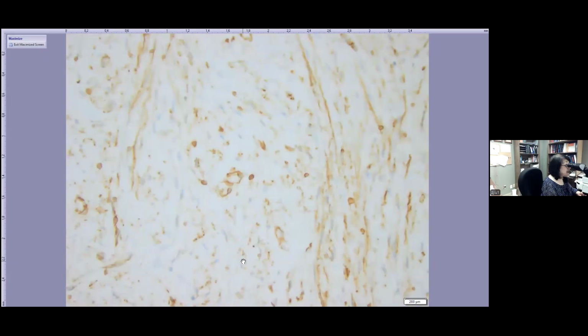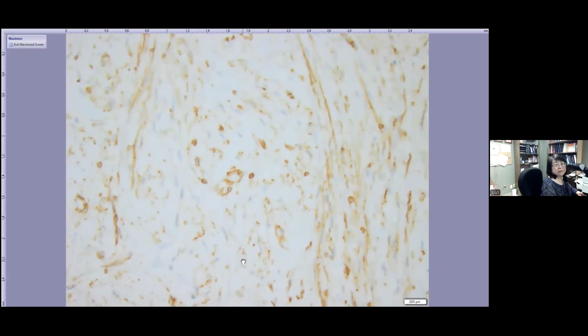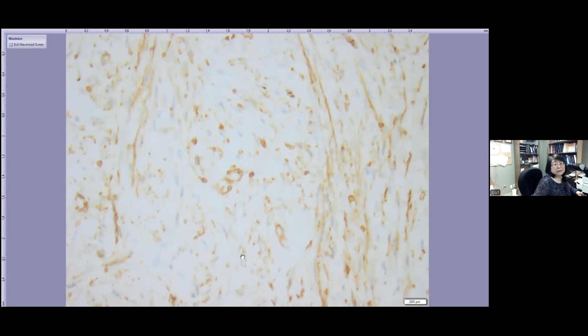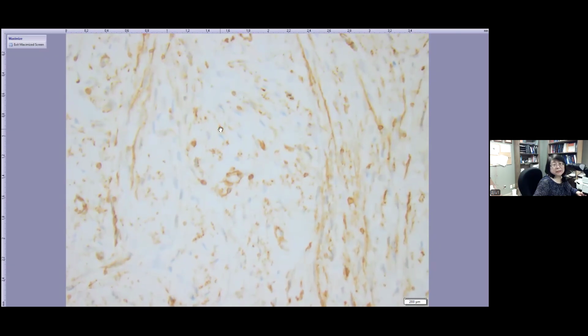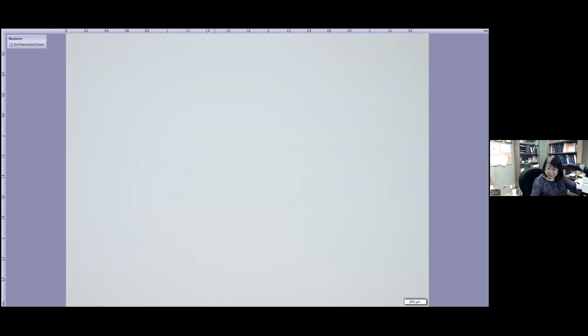So fibroblasts in the background, spindle cells positive, and those round nodules also positive. Inclusions also positive. Any question about this?